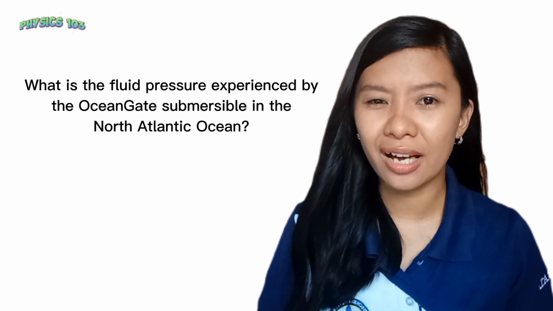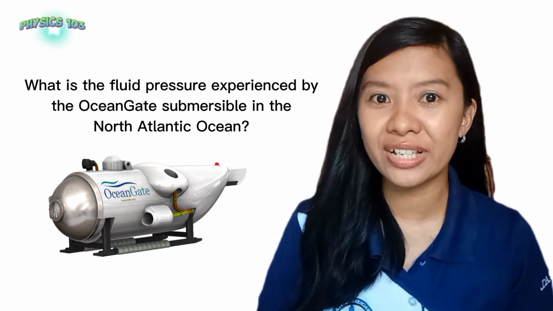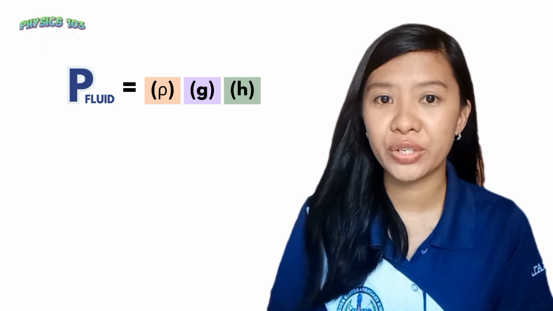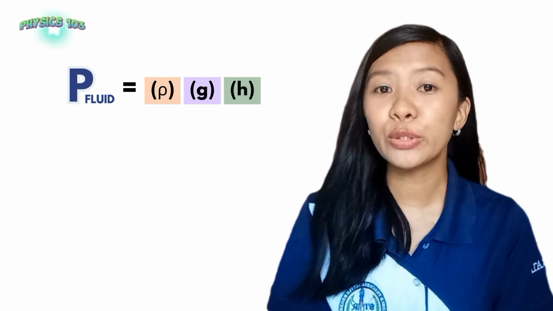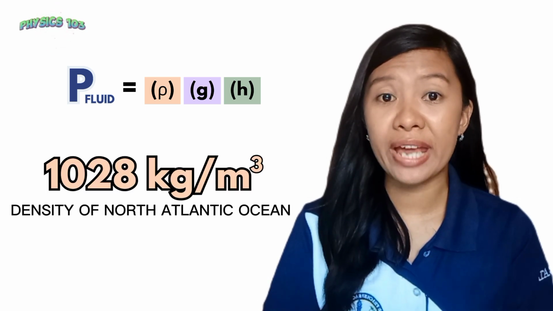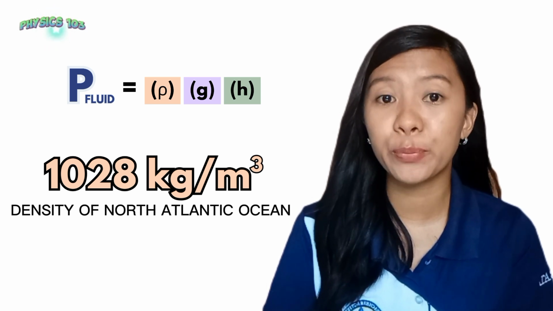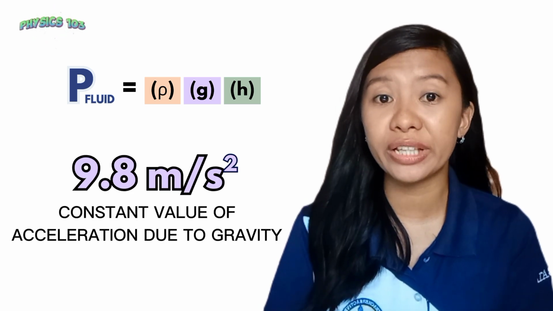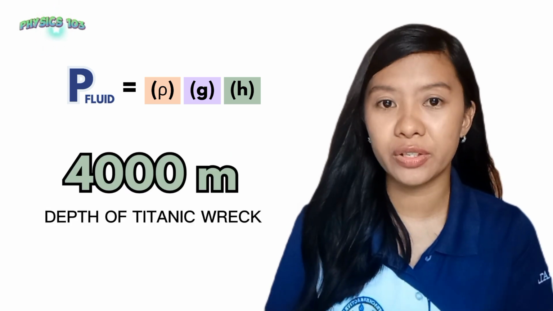And using that formula, we can now know what exactly is the pressure that the OceanGate submersible experienced underneath the North Atlantic Ocean, causing it to implode. Fluid pressure is equal to density of the fluid multiplied by the acceleration due to gravity multiplied by the height or depth of the fluid. The density of the North Atlantic Ocean, where the expedition took place, is approximately 1,028 kg per cubic meter. Acceleration due to gravity has a constant value of 9.8 meters per second squared, and the depth of the Titanic wreck is 4,000 meters.